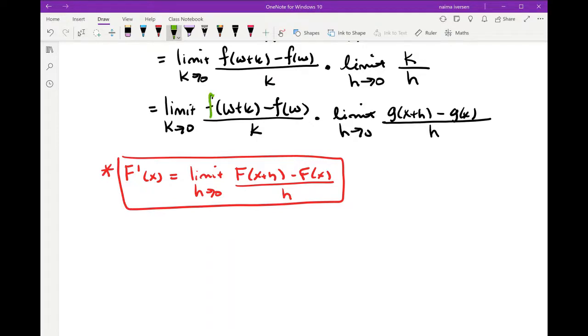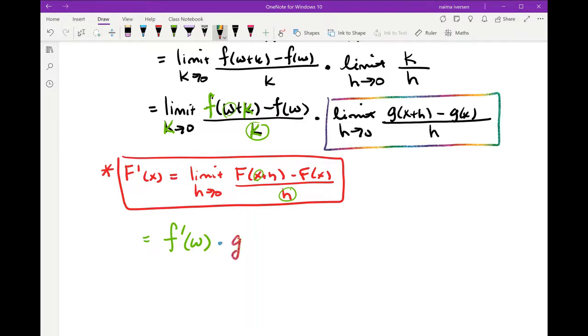We've got the limit as k goes to 0 of f of w plus k minus f of w, all over k. So this first one right here is going to be f prime of w. Instead of using x, we're using w. Instead of using h, we're using k. All the stuff is the same. And then we are multiplying by this guy, and this guy over here is just g prime of x.